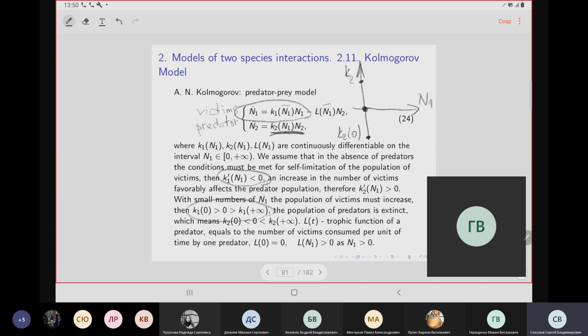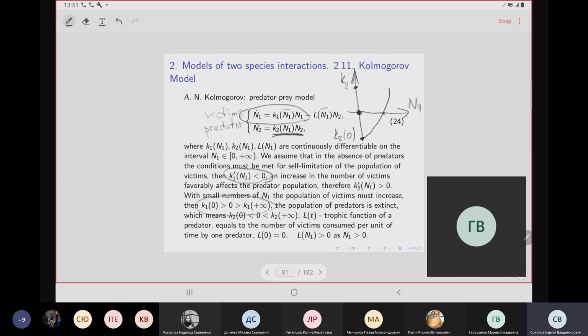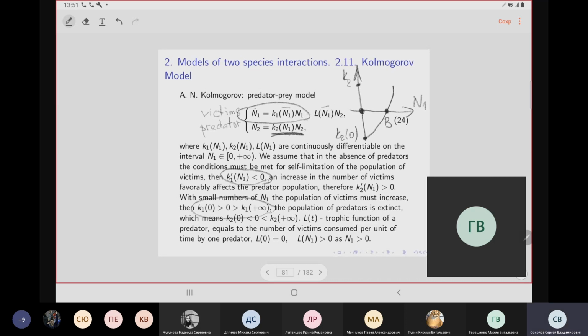Then, with further increase of the victims' number, our predators will change from dying to increasing in quantity. So the picture will be like this, with some point B. What does B mean? It is the minimum quantity of victims that supports the population of predators. And we'll see that in this model, the most crucial thing is which is bigger, B or A. We'll see it a bit later.